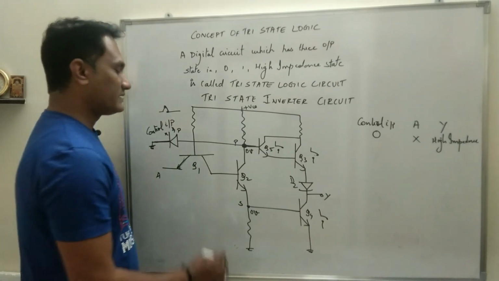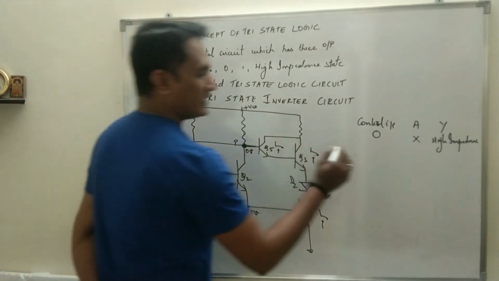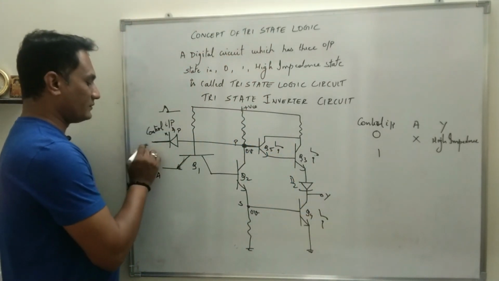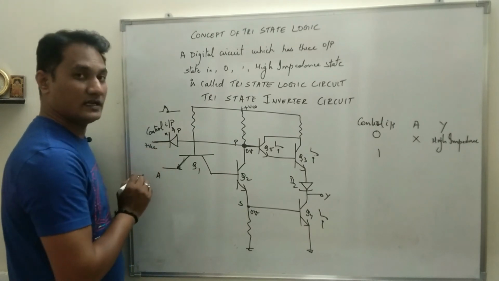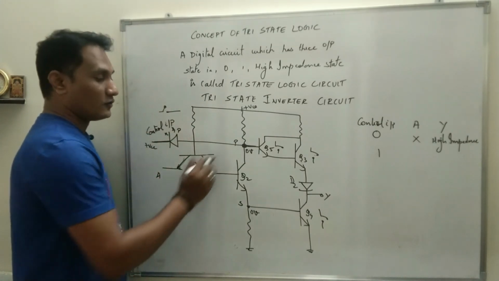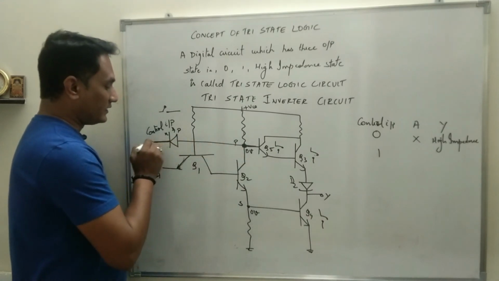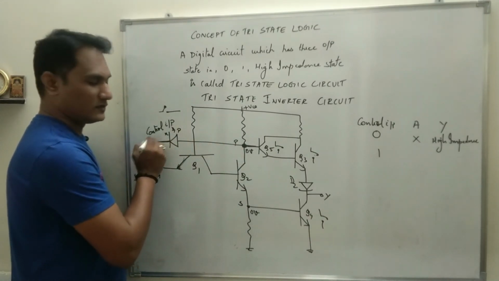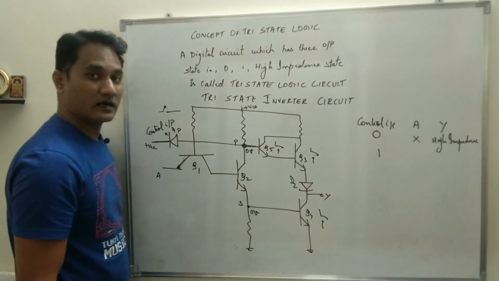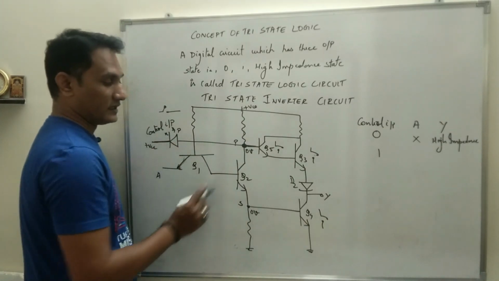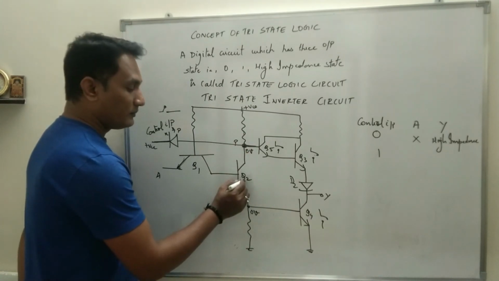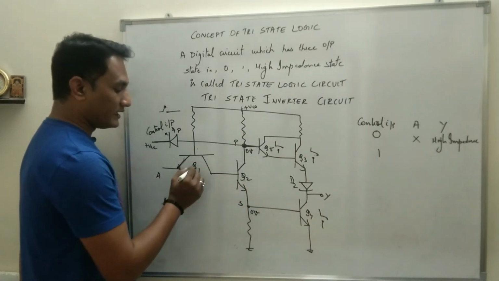Okay, next, as soon as you make control input equal to 1, that means this is positive potential. So this junction is reverse biased, so it will be open. So P cannot be connected to any other potential. What happens is now P depends upon Q2, Q2 depends upon the base voltage of Q1, and Q1 depends upon A.